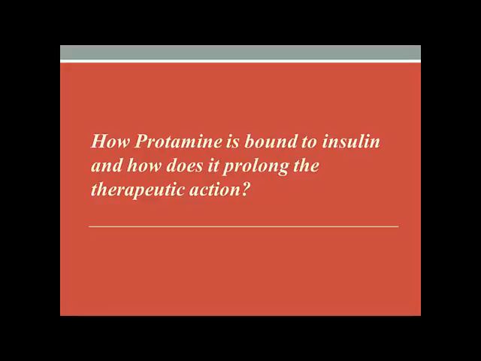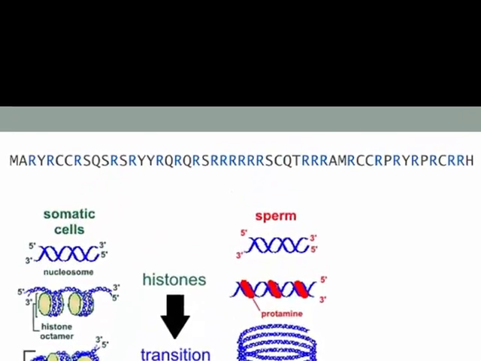How protamine is bound to the insulin and how does it prolong the therapeutic action? Before discussing the insulin bound to protamine, I will give a brief idea on what protamine is. Protamine is helpful in spermatogenesis by making the sperm head condensation and also in DNA stabilization. If you look at the protamine sequence, we can find more of R codes here. These are amino acid codes. R indicates arginine. So protamine is very rich in arginine. It is an arginine-rich peptide.